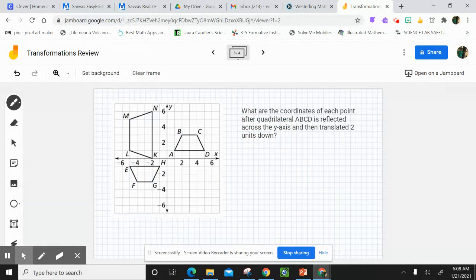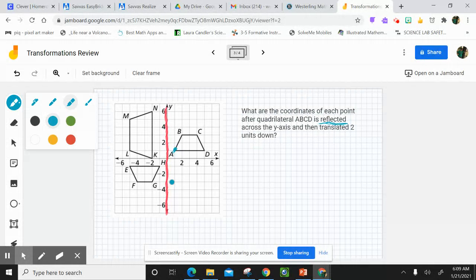Okay, what are the coordinates of each point after quadrilateral ABCD is reflected across the y-axis and then translated 2 units down? Okay, so I'm going to do the reflection first. So I'm going to focus in on a few points right now. So if it's reflected across the y-axis right here, every point within this shape has to be equidistant from that y-axis.